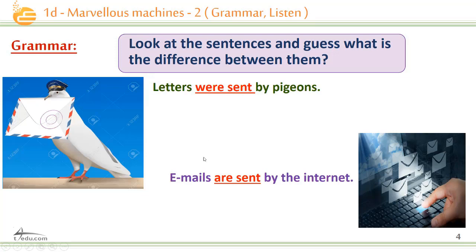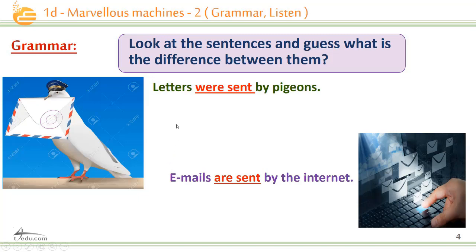Okay, now let's look at the form of the verbs. Were sent and are sent. What is the difference? Excellent. Were is the past tense of the verb to be. Very good. So, we say that the passive sentence in the past, we use the past form of the verb to be. And in the second sentence, emails are sent. Very good. So, we have here the verb to be, are, is in the present tense.